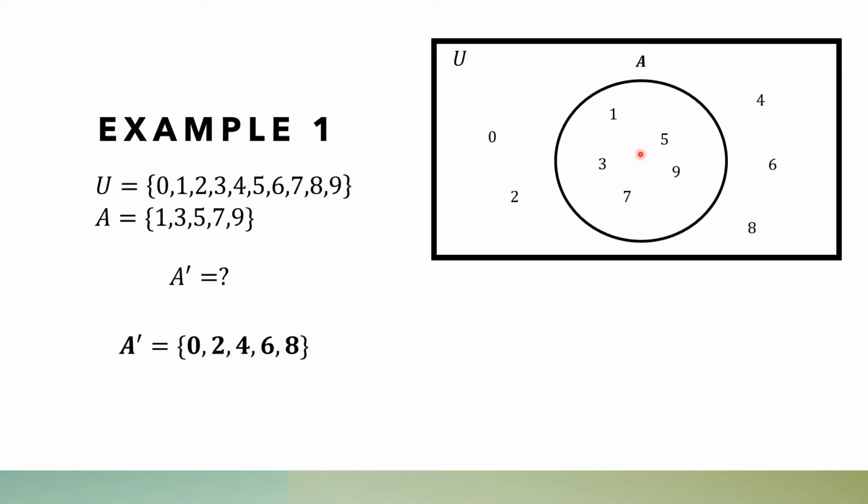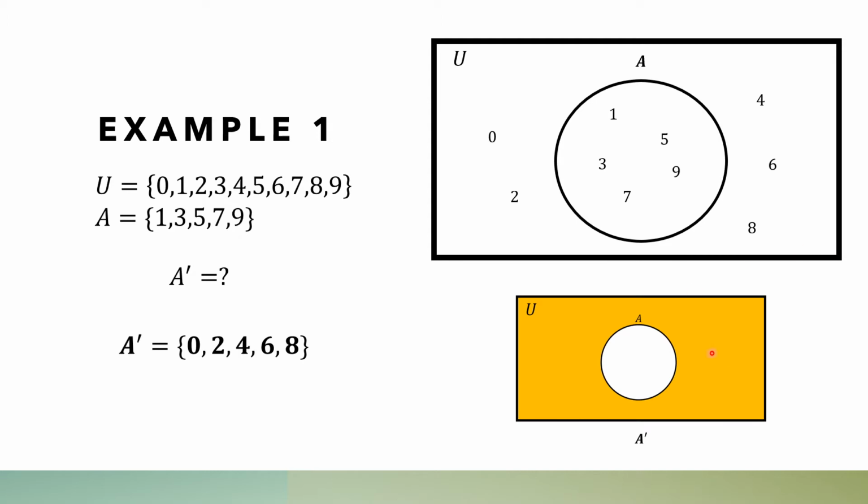We just remove the elements of A from the universal set. So you remove 1, 3, 5, 7, and 9 from the universal set, and what's left is 0, 2, 4, 6, 8. In the visual, the shaded part is what we call the complement of the set.